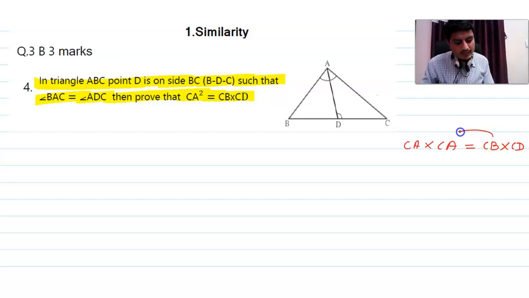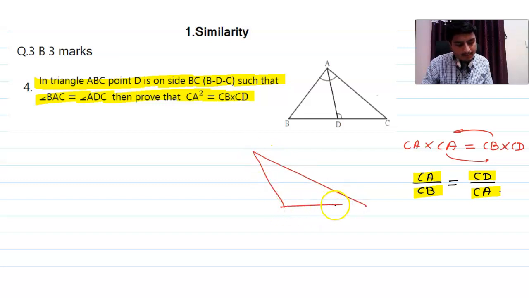Now once we shift CB as well as one of the CA from RHS to LHS and LHS to RHS, we get CA divided by CB equals CD divided by CA. Now let us evaluate: CA, CB, CD and CA are the sides of which two triangles among the given? I would like to separate out the figure. The first triangle is ABC. We have A, next to it somewhere B and somewhere C.